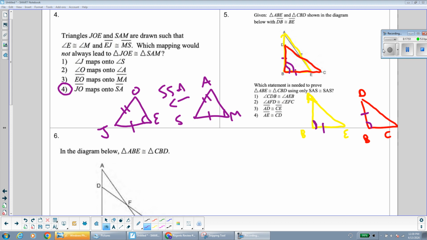But that's not an answer choice. Alternatively, I do notice that we have this piece of DB. And if we had this piece, if we had AD, then we can put it together and we could make AB and get this. And over here, we already have BE.